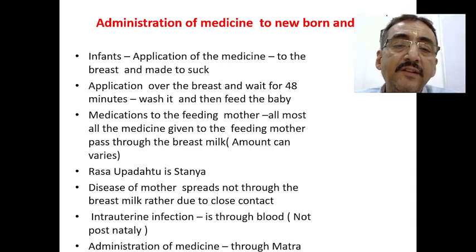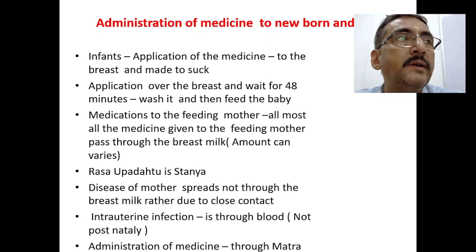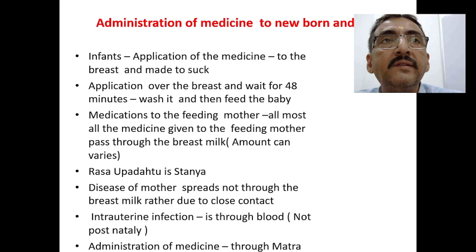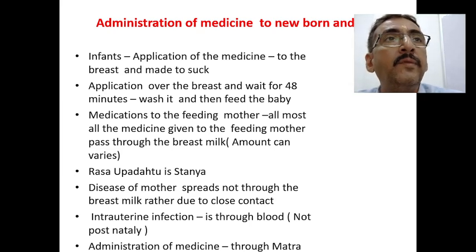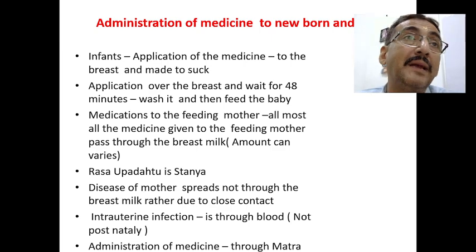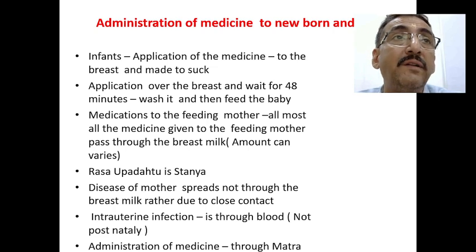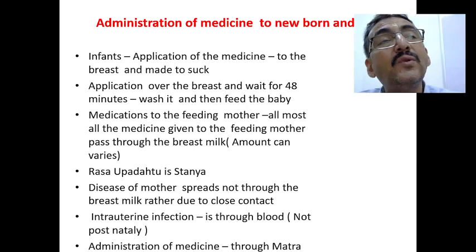Now, disease of the mother spreads not through the breast milk, but due to close contact. There is one more important concern. If the mother is suffering from cold, cough, fever, or diarrhea, it is said that the mother should not feed the baby, because it will enter the body of the baby through the breast milk. This is a misunderstanding. Of course, if the mother is suffering from cough, cold, and fever, it can spread to the baby, but not through the breast milk. It is by direct or close contact, droplet infection, etc. So disease of the mother spreads not through the breast milk, but due to close contact.